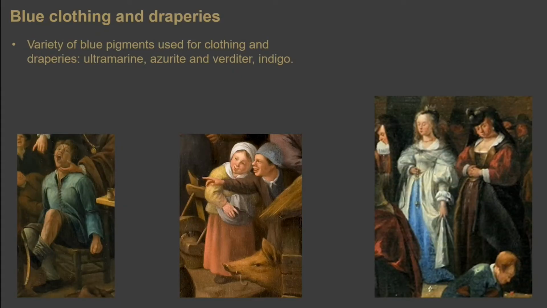So, what pigments did Jan Steen use? We actually encountered all blue pigments that were available in the 17th century in his paintings. So we found ultramarine, azurite, blue verditer, smalt, indigo, and even a little bit of vivianite. So I'll now discuss the pigments found per type of material depicted, and I'll start with blue clothing and draperies. For blue clothing and draperies, he most often used ultramarine, azurite, verditer, and indigo.